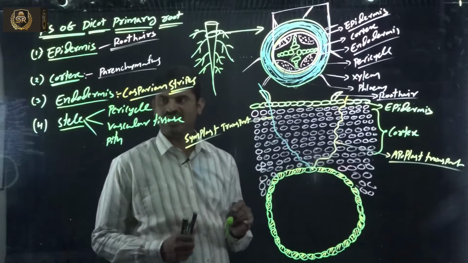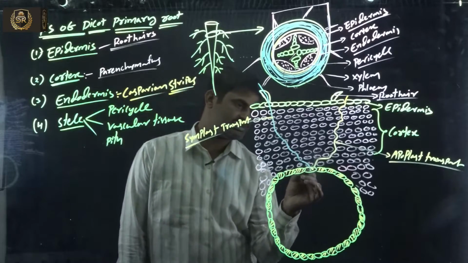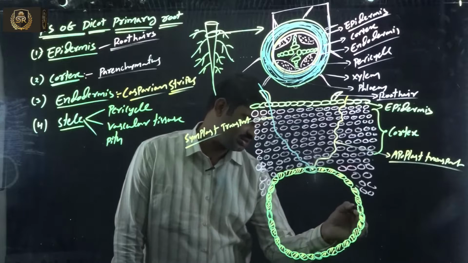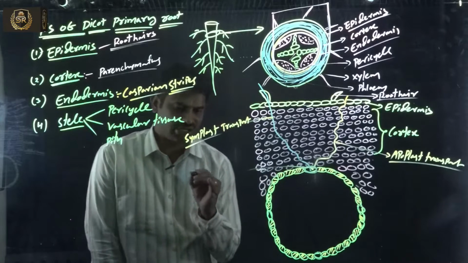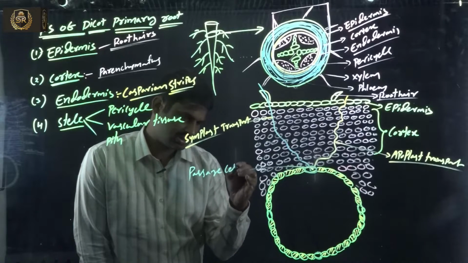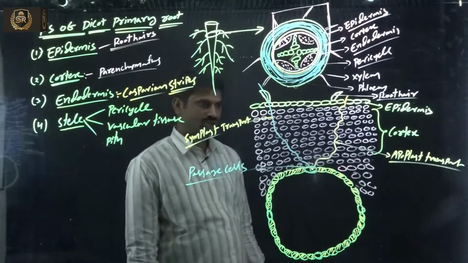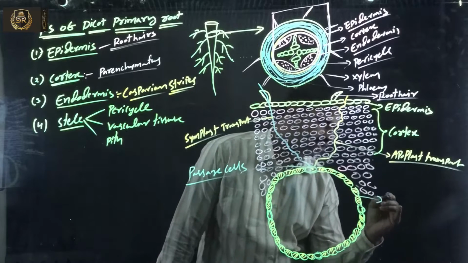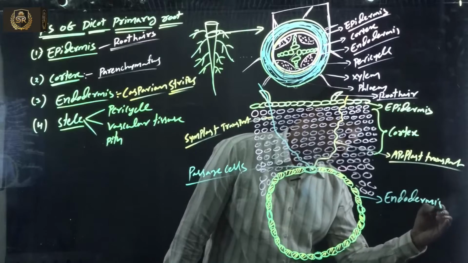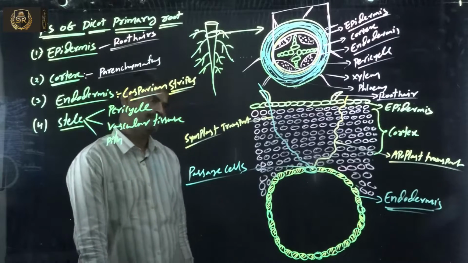Apoplast and symplast are both connected at the endodermis region. In the endodermis region, cells without Casparian strips are called passage cells. Next one, this layer, the innermost part of the cortex, is called the endodermis.